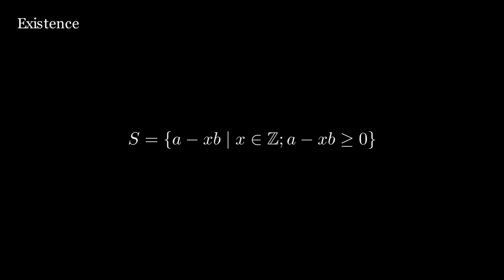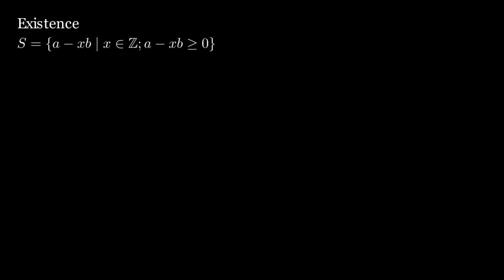To prove existence, we first consider the following set S whose elements are a minus xb, where x is an integer and a minus xb is greater than or equal to 0. Yeah, this is pretty much the set we were talking about just now. We then must show that S is non-empty. Nice. To do so, following the definition of S, it suffices to exhibit a value of x that makes a minus xb non-negative. Well, sure, if a is greater than or equal to 0, then x equals 0 is a cool choice that gives us a minus 0 times b, which is a itself.